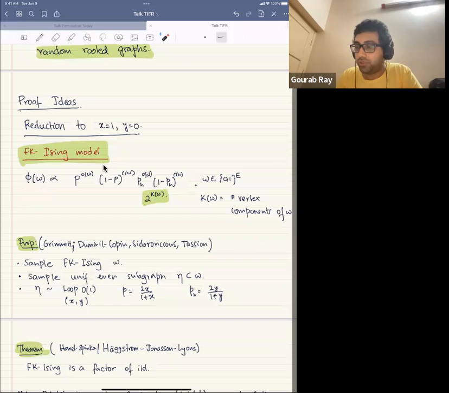Then you sample a uniform even subgraph from your FK Ising model. So this is a Bernoulli percolation model, and you sample a uniform even subgraph from this. It's really a uniform even subgraph, not the loop O(1) model. It's the x equal to 1, y equal to 0 situation. If you do that, then you actually get a loop O(1) model with parameters x and y, where x is this and y is this. Sorry, x and y are related to p and this parameter here in this way.